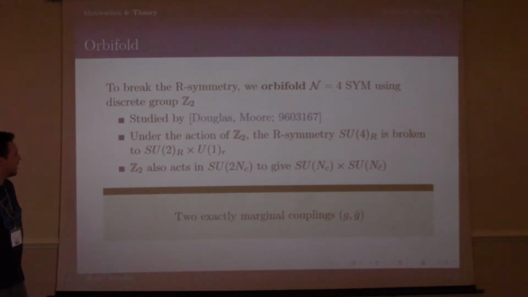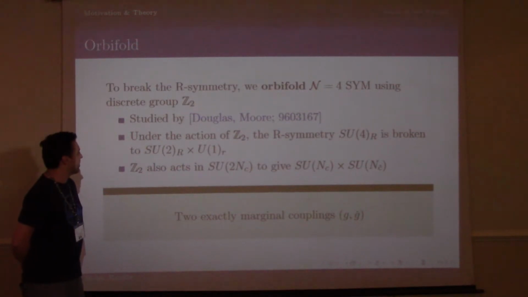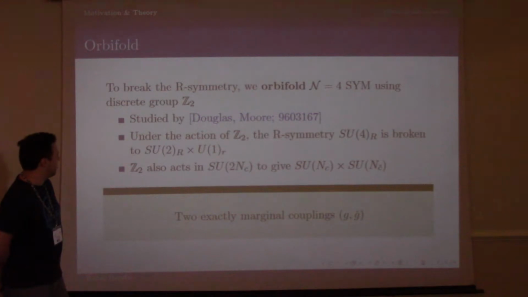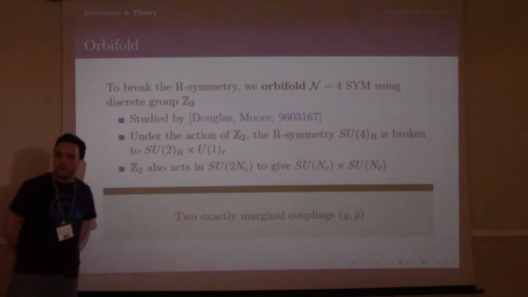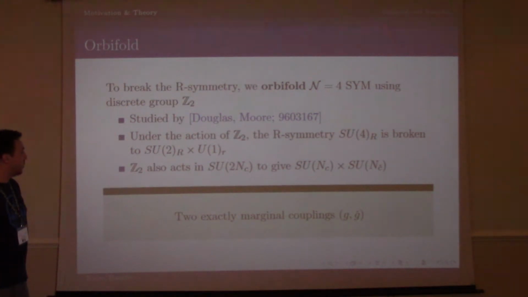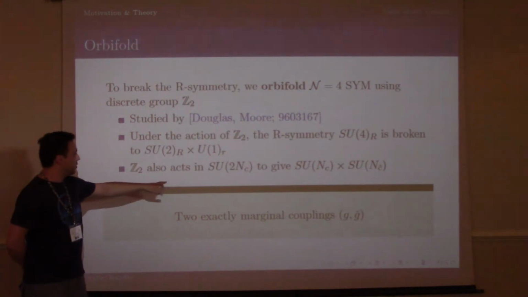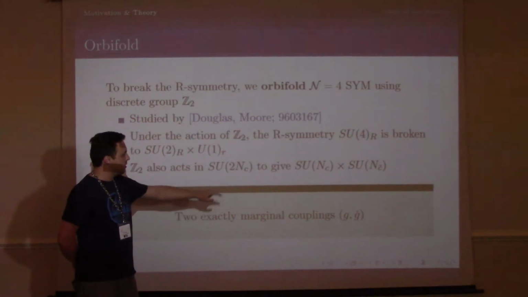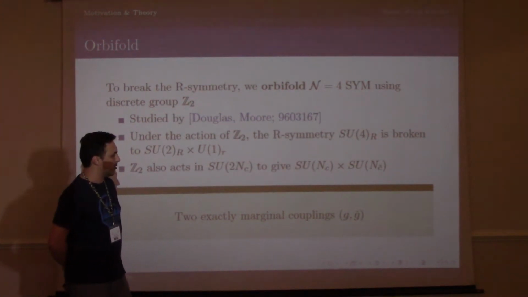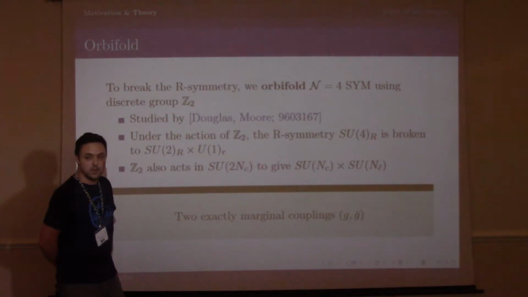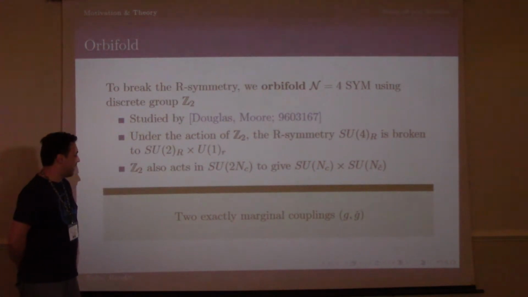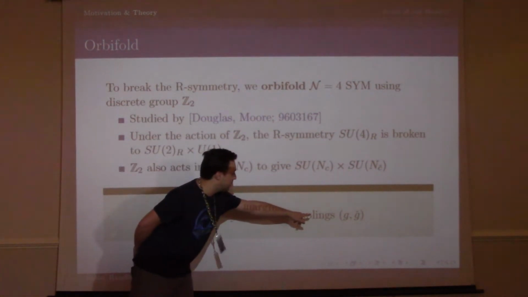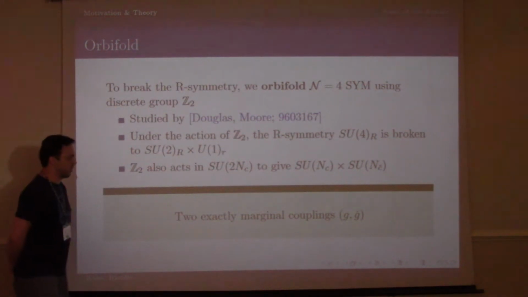But the basic take-home points that I want to give is that under the action of Z2, our symmetry is broken to SU(2)_R × U(1)_r. And also there is an action of Z2 inside the gauge group, which this 2 is just for convenience, but it breaks it into a product of gauge groups, which I will distinguish using check indices. And when you write down your Lagrangian for your theory now, you have two gauge couplings, g and g-check, corresponding to the product gauge group.